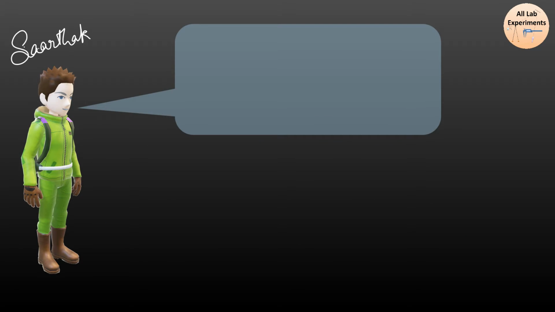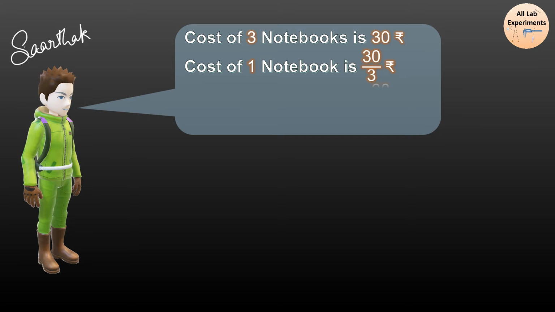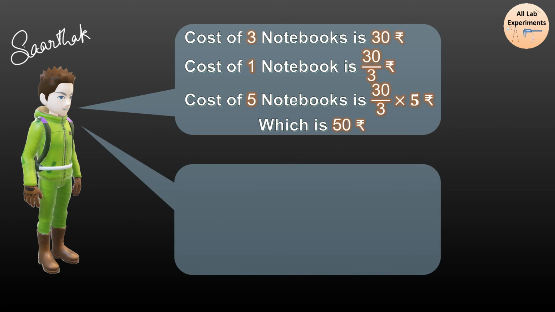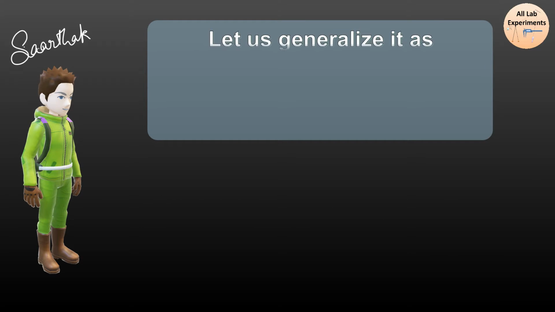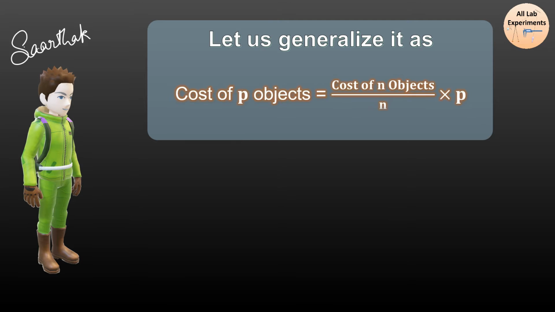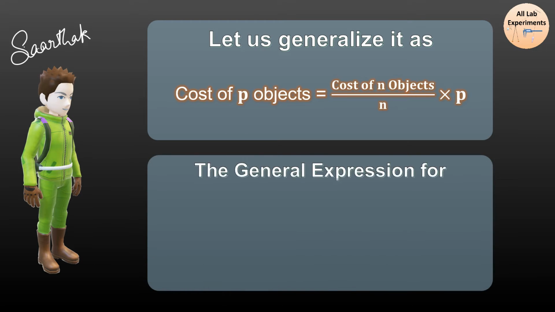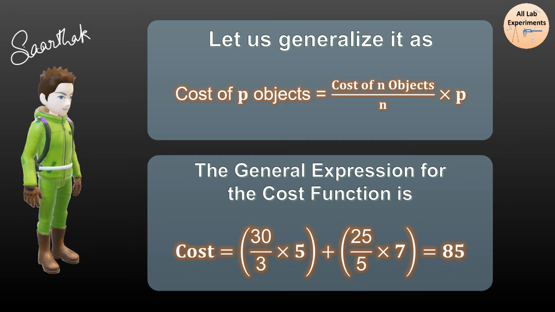Basically the cost of 3 notebooks is 30 rupees. The cost of 1 notebook is 30 by 3 rupees. The cost of 5 notebooks is 30 by 3 into 5, which is 50 rupees. Similarly, on the same basis, the cost of 7 pens is 35 rupees. That is absolutely fine. Let us generalize this formula: the cost of P objects is equal to the cost of N objects by N, into P. The general expression of this cost function is like this. So I guess this is very fundamental and clear to understand.